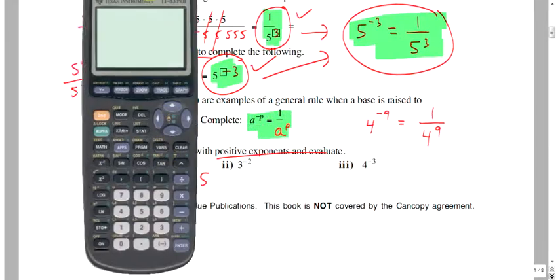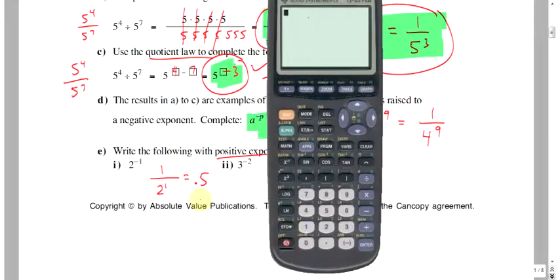Do you guys know how to put a negative exponent in your calculator? And you might have a different exponent button. Texas Instruments, we don't have a y to the x button. That's my exponent button. 2 to the power of negative 1. Oh, what do you know? It's the same thing. Okay? 0.5, 1/2. So I just proved that one too with my calculator.